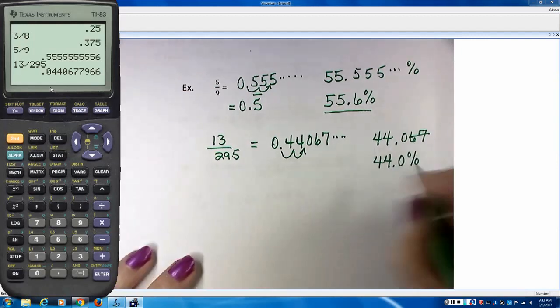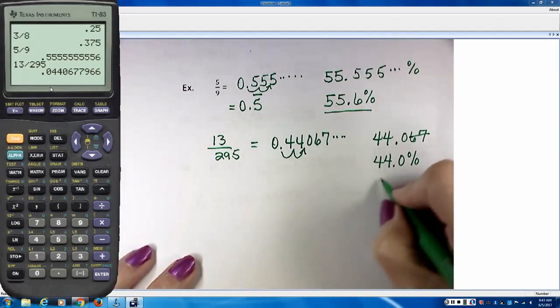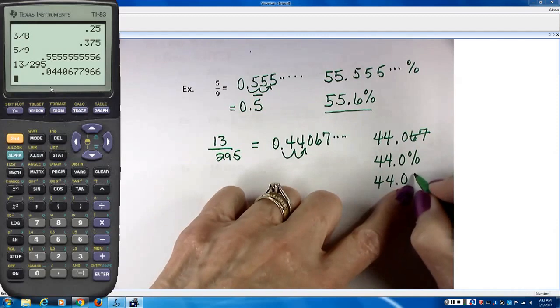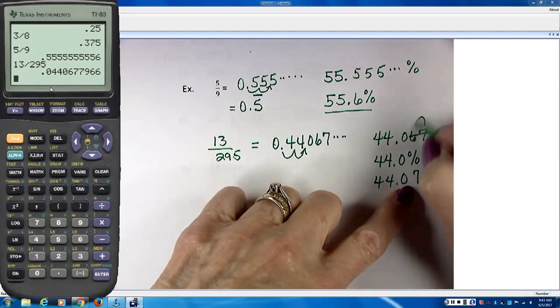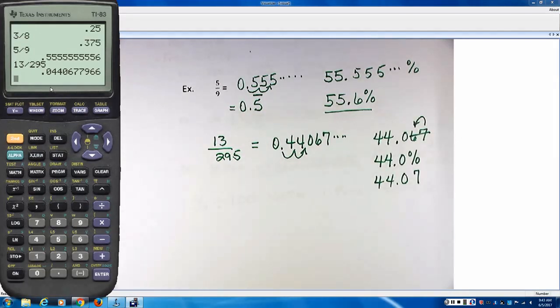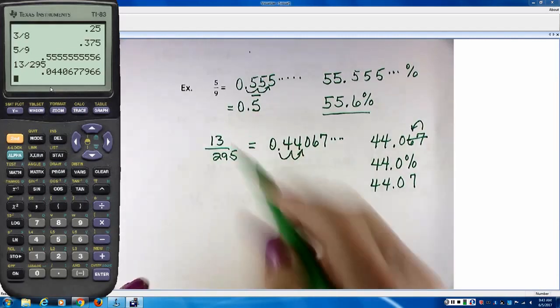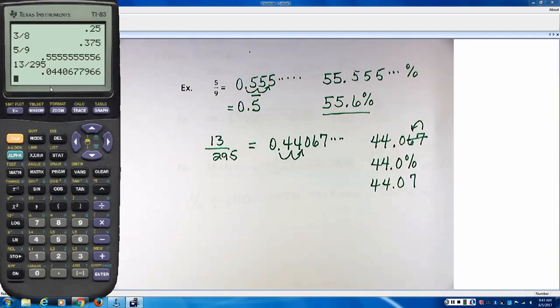Or if you wanted to, you could call it 44.07% because 7 comes after the 6. So you'd round it up. Okay? Now, I'm not likely to ask you one like this because those kind of things don't happen very often in real life.